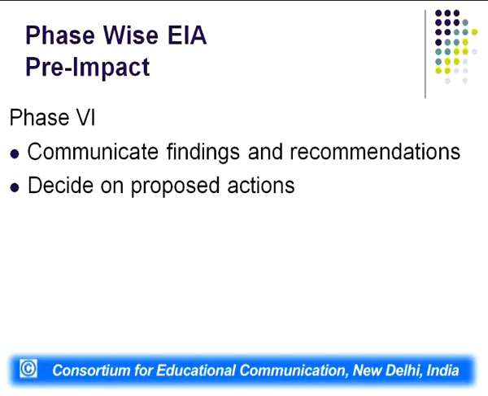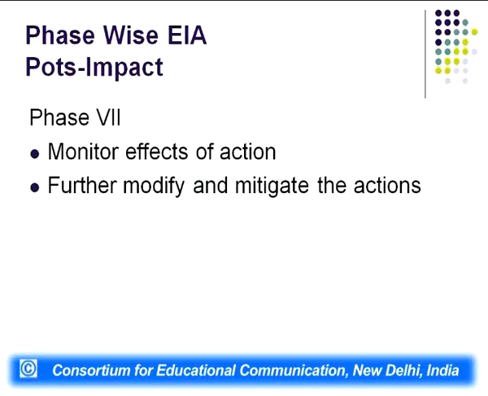Then in the same pre-impact, in phase 6, we'll have to communicate the findings and recommend what type of actions can be taken. Afterwards, we'll have to wait for the decision of the concerned authorities. Now, the post impact. This actually segregates the pre-running phase and the post-running phase, or the during-running phase. So, that is phase 7 in post impact. What do we do? We will continuously monitor the effects, and taking those effects into account, we will further modify the actions, find out mitigating actions, and implement those mitigating actions.